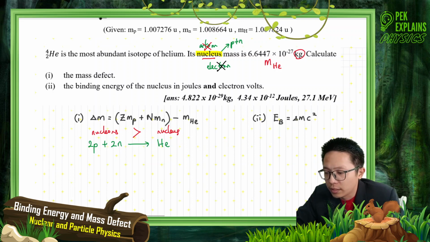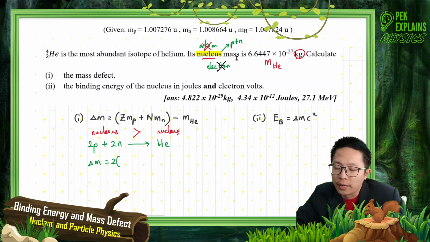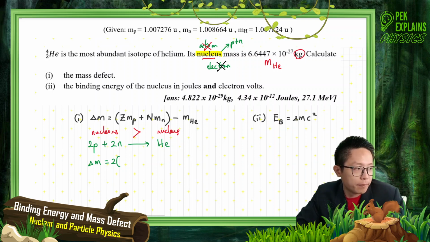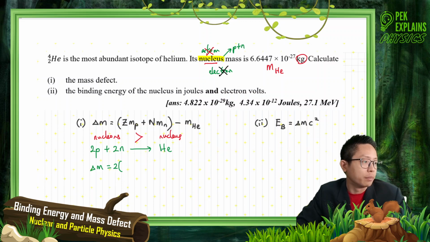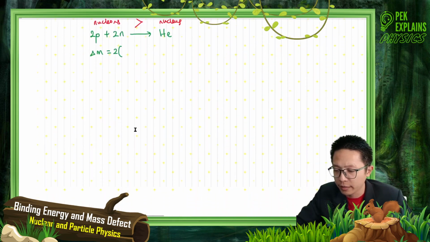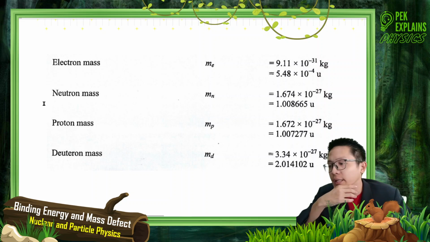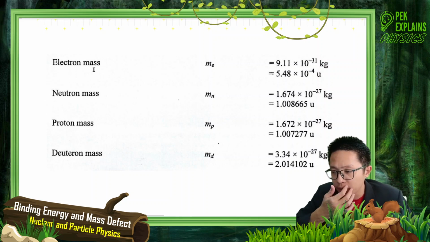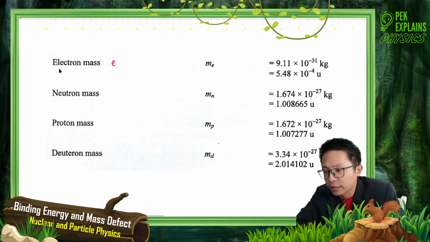So let's calculate, just using the formula at the top here. You have 2 protons and 2 neutrons, so 2 times the mass of proton. Since we only have the mass in atomic mass unit, hold on a second, let me find the mass in kilogram. Please look at below here. I have found the list of constants. In the list of constants, you are provided the mass of electron, neutron, proton, and deuteron.